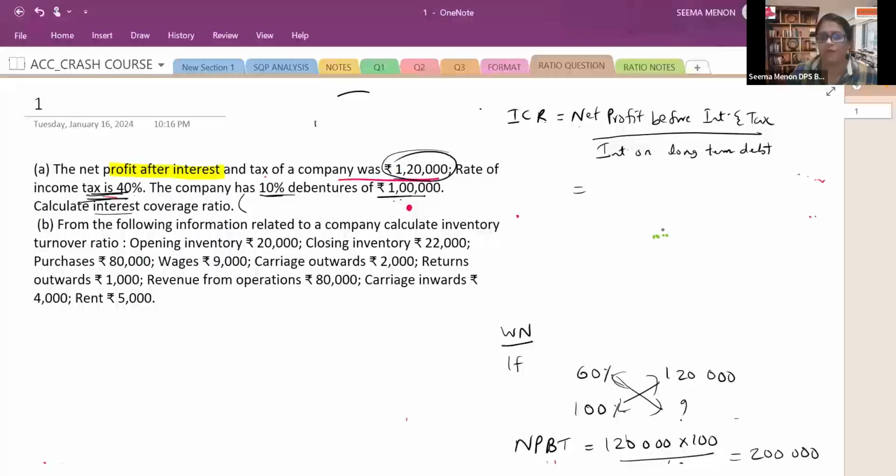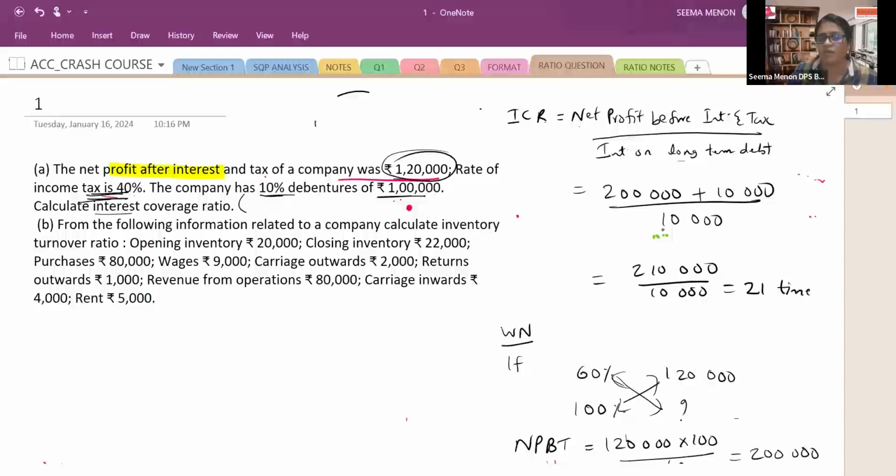That is, net profit before tax was 2 lakh and the interest is 10,000, upon what is the interest on long-term debt? That is 10,000. So you will solve this, 2 lakh 10,000 divided by 10,000. So you will get the answer as 21 times. That means we will be easily able to cover our interest from our profit. So this interest coverage ratio is high. It is a very good indicator.